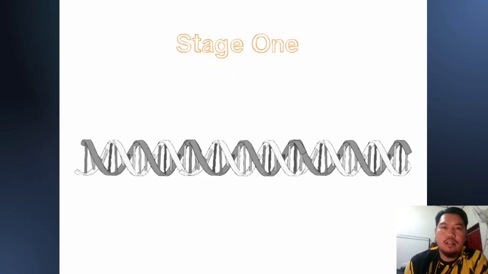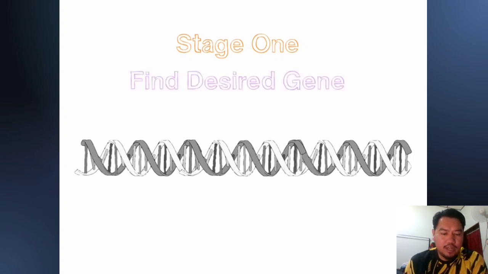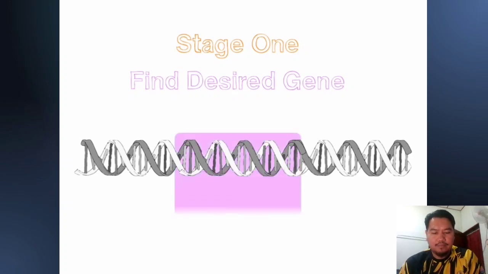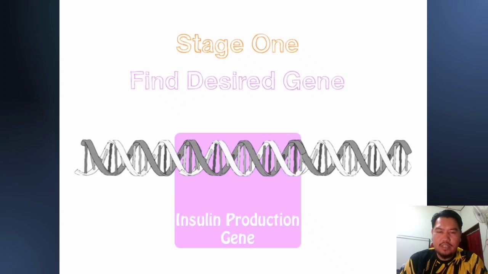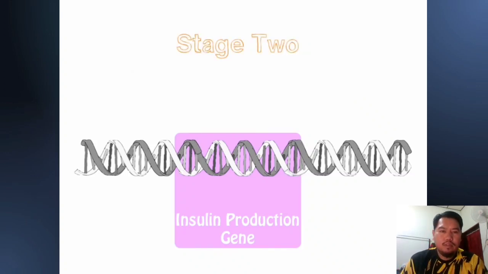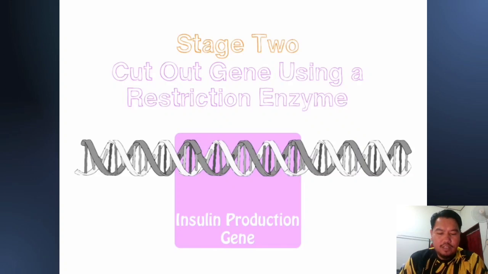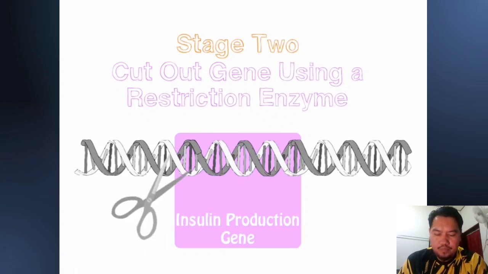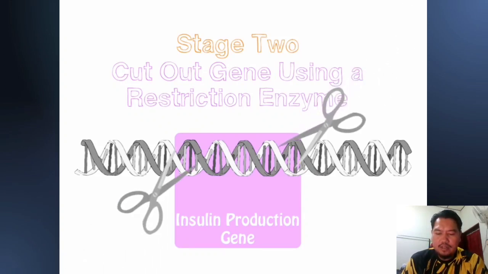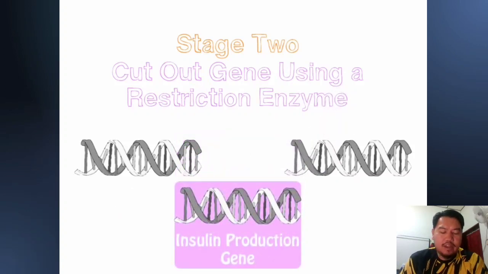Let's take a look at how insulin is produced by genetic engineering. Stage 1, we find the desired gene in the DNA. In this case, we look for the gene that produces insulin. Stage 2, we cut out the gene using a special enzyme called a restriction enzyme. We snip out the gene or DNA in a very particular place.